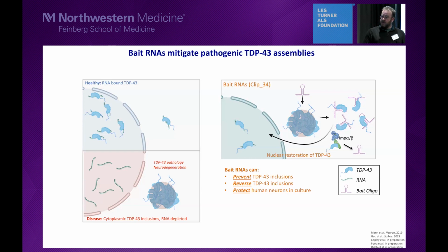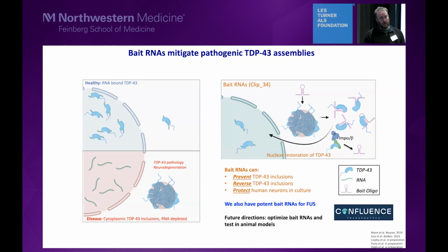So I've told you that bait RNAs can prevent TDP-43 inclusions, reverse TDP-43 inclusions, and protect human neurons in culture. We've also taken a similar approach with the FUS protein, and we also have now potent bait RNAs that antagonize the assembly of FUS and ALS-linked forms of FUS. And the goal is now to optimize these bait RNAs and try to take them to animal models. So can we treat an animal model of TDP-43 proteinopathy or FUS proteinopathy with this type of bait RNA technology? And so Chris and I have been excited to spin out a company called Confluence Therapeutics, where that is their immediate goal, to try and treat mouse models of TDP-43 proteinopathy, for example, with this bait RNA technology.